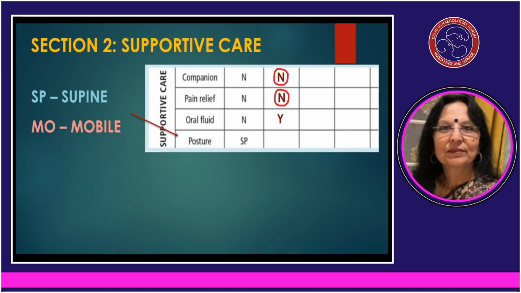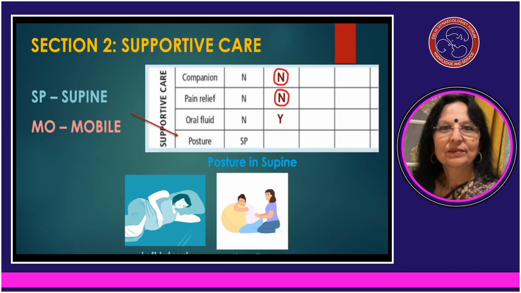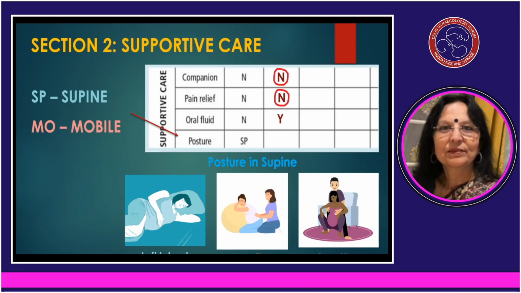Then we come over to the posture. SP is supine and MO is mobile. Whenever you want the patient to be in a mobile position as much as possible, and in case the patient comes in a supine position, this is an alert. In case the patient is supine, you will offer her either a left lateral position, or a kneeling position or a squatting position. So in case it is a supine position, it is an alert, so you will encircle this.